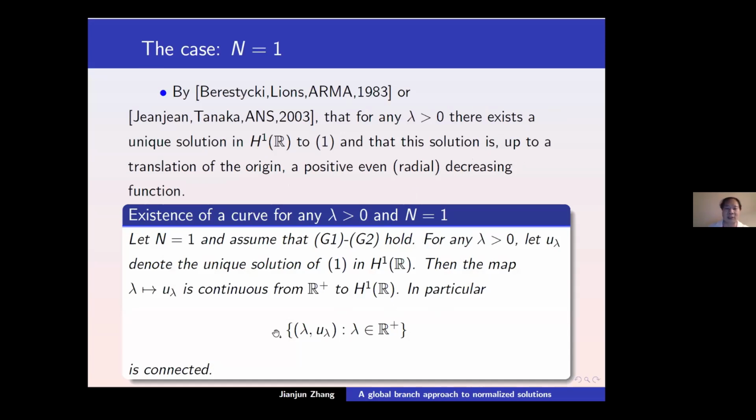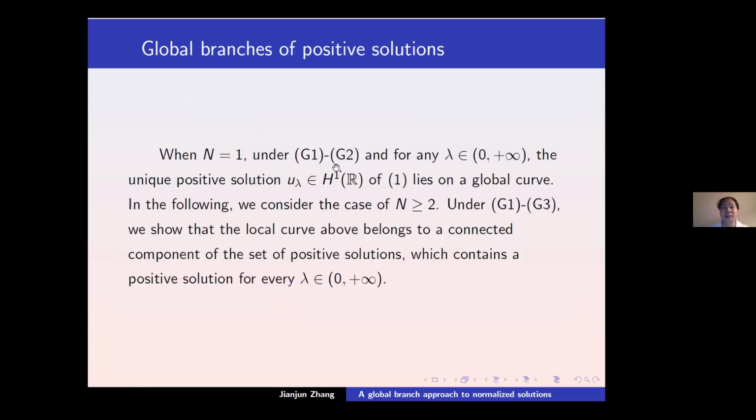Also, for the curve, particularly Jeanjean and Tanaka already showed that for any positive lambda, problem 1 has a unique positive solution. Also, the set of positive solutions is connected and it is a curve. So for the one-dimensional case, this is already known.